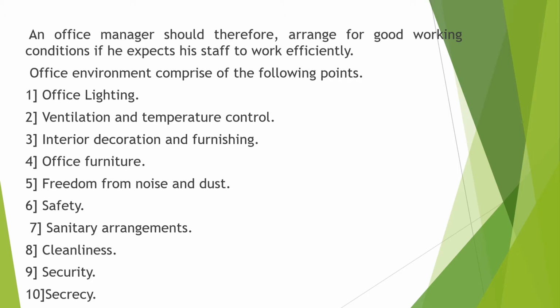Office environment comprises of the following points. The first is office lighting. Second, ventilation and temperature control. Third is interior decoration and furnishing. Next, office furniture. Next point, freedom from noise and dust. Next point, safety. Next point is sanitary arrangement. Next is cleanliness. Next point is security. And last point is secrecy.